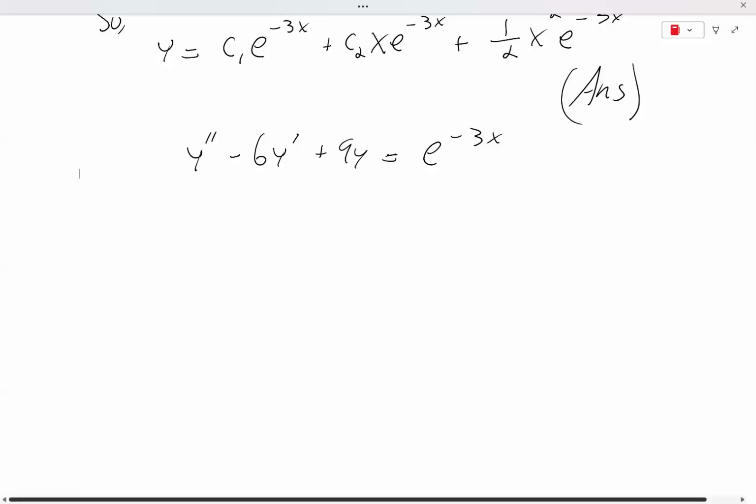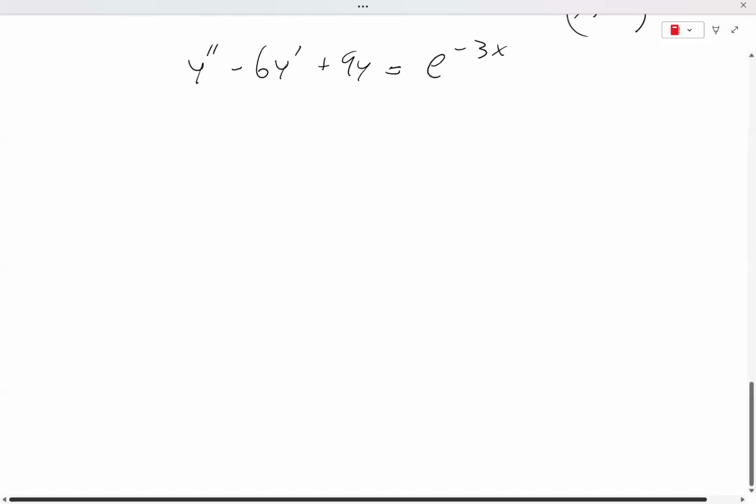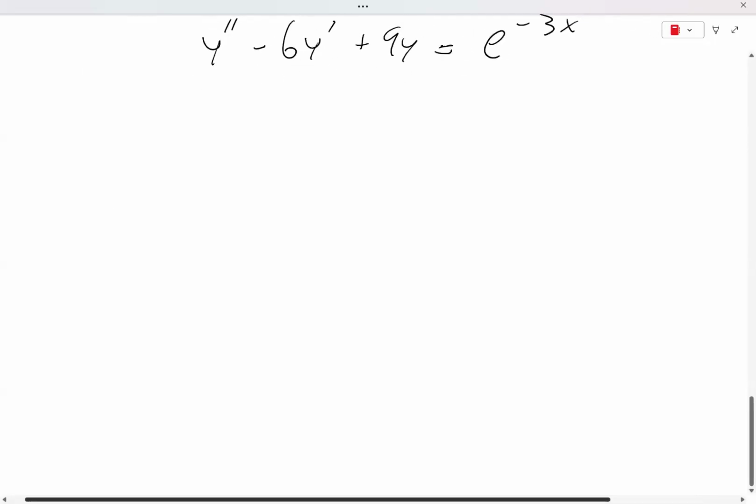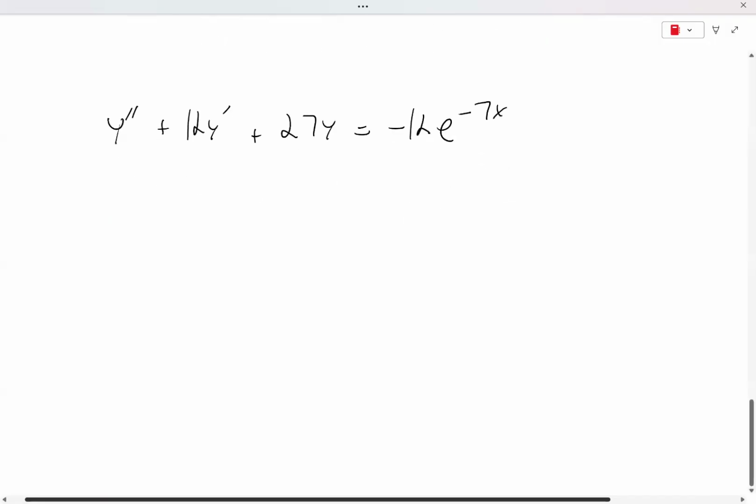Okay, let's try this one here now. Let's say we've got y double prime plus 12y prime plus 27y equals negative 12 e to the negative 7x. Okay, let's solve this one here then.